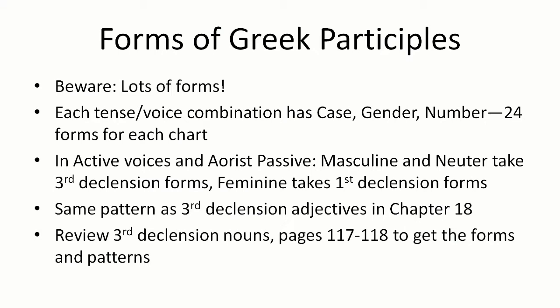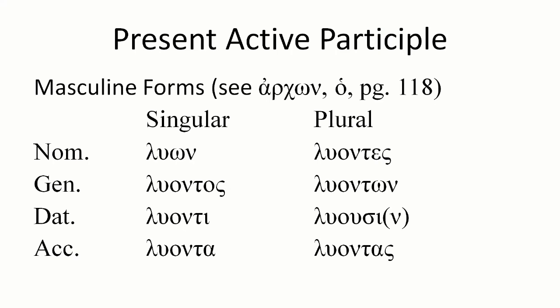The first declension patterns, we've been doing those all year. Those are found in chapter 5. If you need to go back and look at that, then that's fine. So feminine first declension forms in chapter 5. Masculine and neuter third declension forms are in chapter 17. So let's just get right into this.